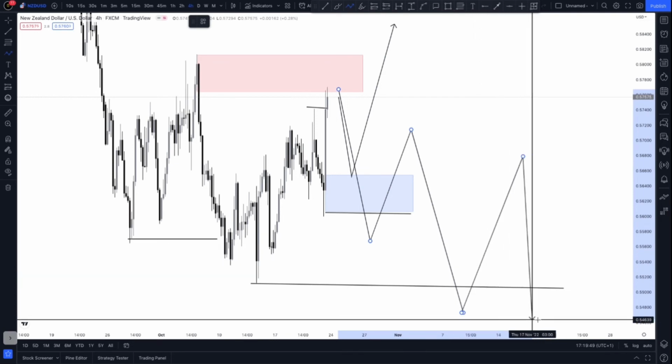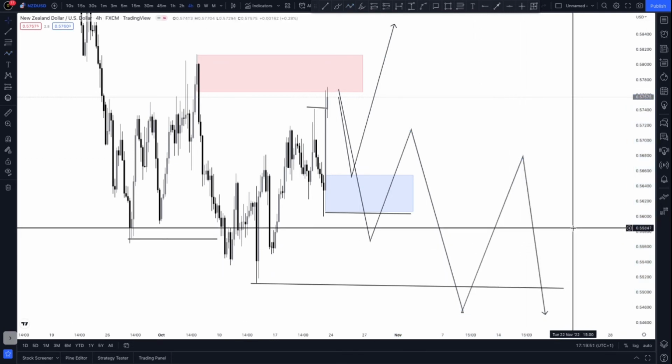So that's the other end on the NZD/USD. We are currently in a 50-50 scenario. We are not completely bullish, we are not completely bearish. We are seeing two opportunities.